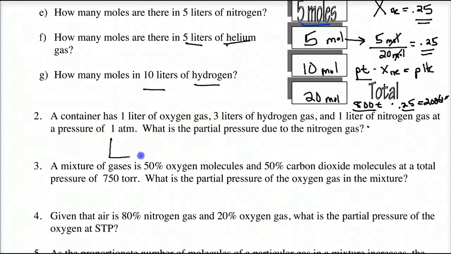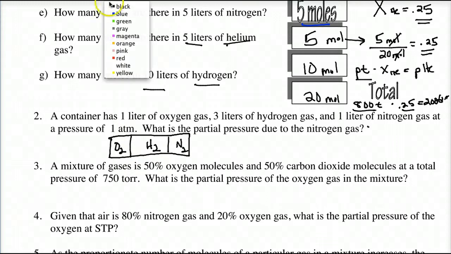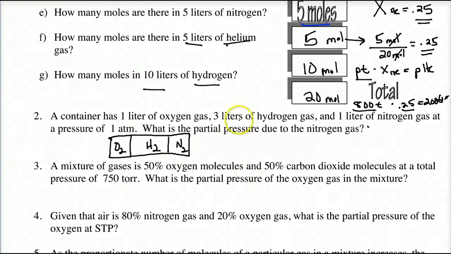So draw yourself a container. Probably draw yourself a better container. And we have a liter of oxygen gas, that's O2. We have 3 liters of hydrogen gas, which is diatomic, and a liter of nitrogen. So there are my proportionate ratios in terms of volume. Now, there's a total of how many liters? Well, if this is 1, and this is 3, and this is 1, there's 5 liters.